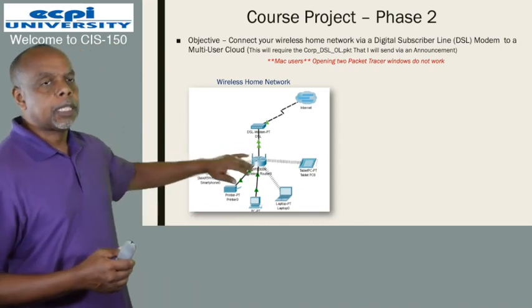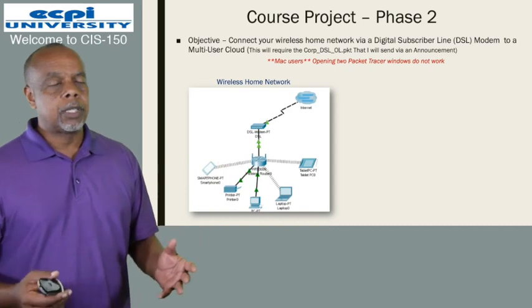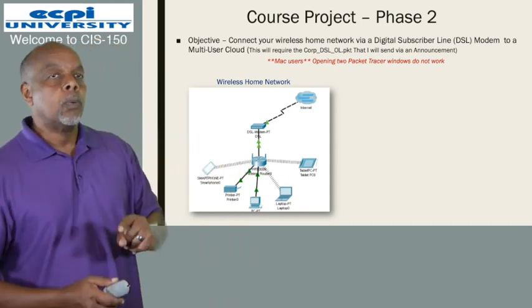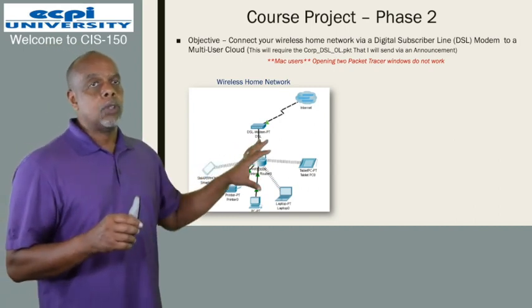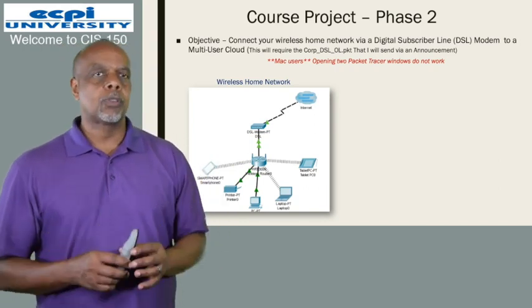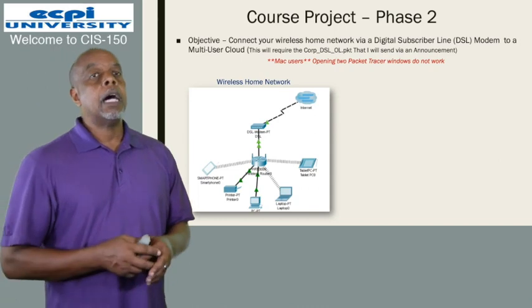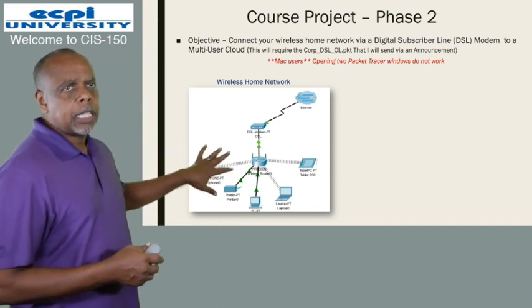Now we want to be able to connect our home wireless network to the internet, because it's not much fun just having a network at home unless you can go out to the internet, right? So we're going to connect that. For this week, we're going to connect it using DSL. If you're not familiar with DSL, it's a digital subscriber link. That's where we use the regular telephone system to run our internet connections across. So you're going to connect up with that.